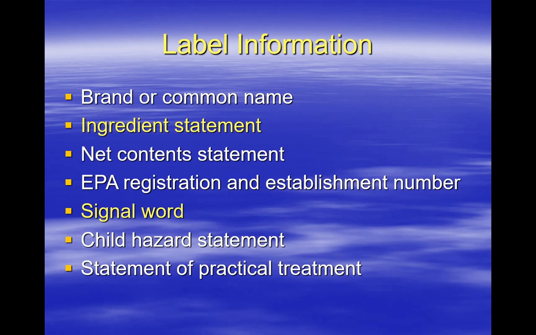So, what kind of information can be found on a label? There are at least 12 elements required by EPA. These include brand name, active ingredient statement, a net content statement, EPA registration number, EPA establishment number, signal word, child hazard statement, and statement of practical treatment.